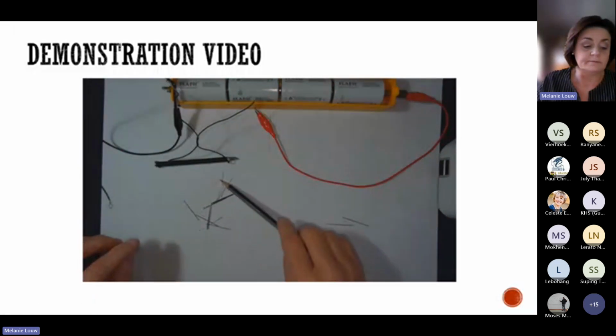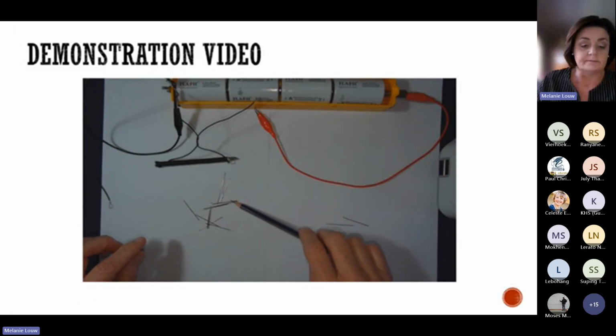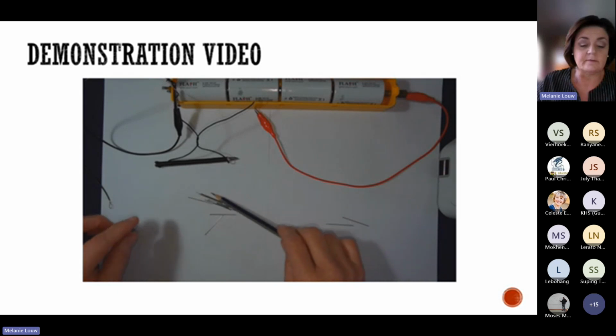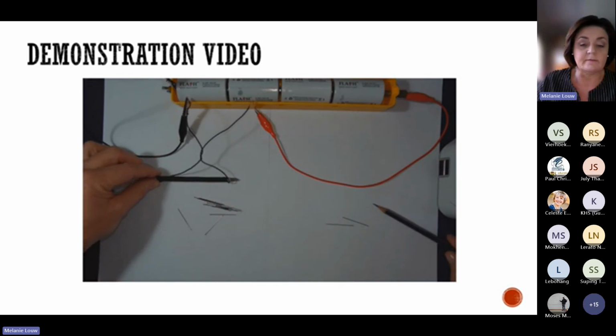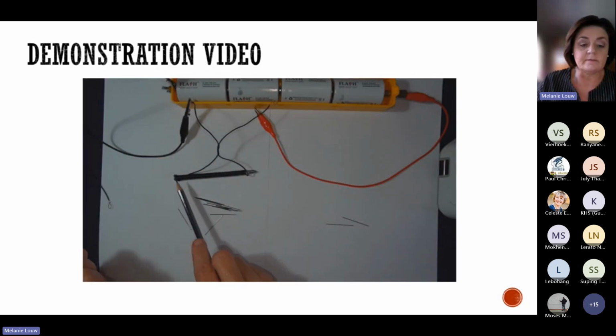Let's count them. 1, 2, 3, 4, 5, 6, 7, 8, 9, 10, 11, 12. We could pick up 12 pins with this electromagnet.